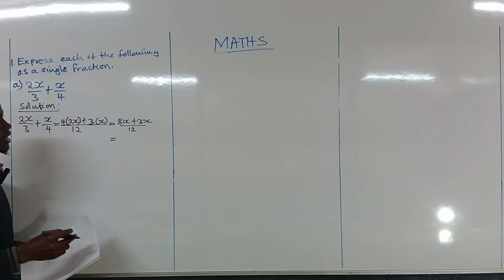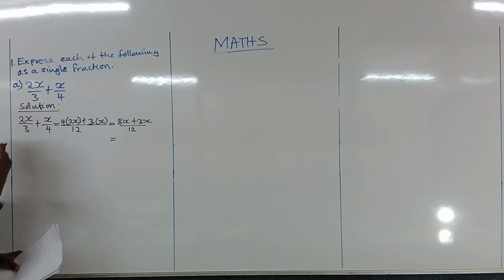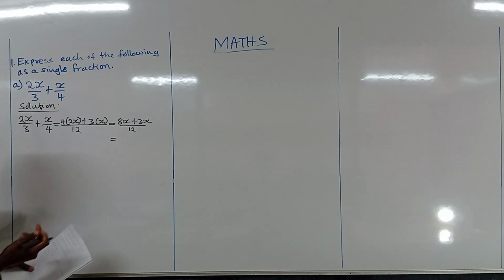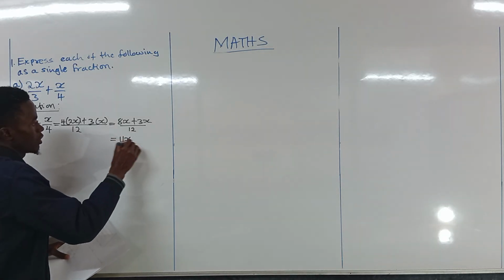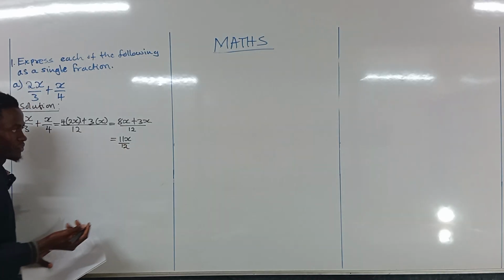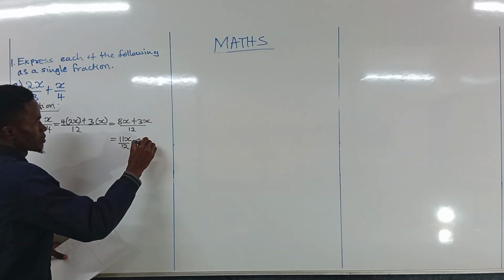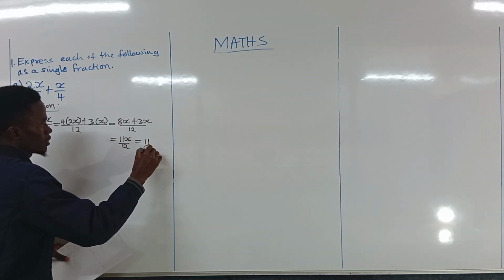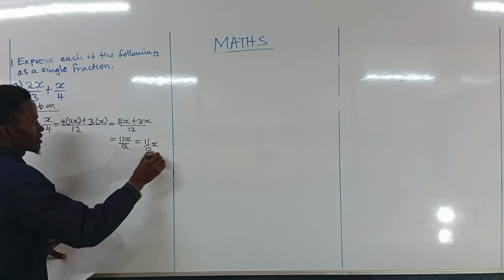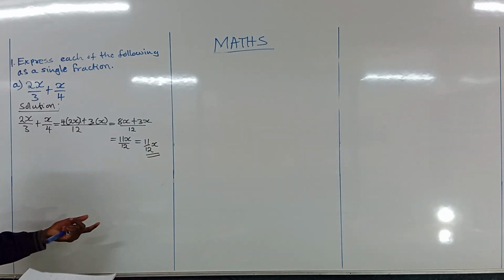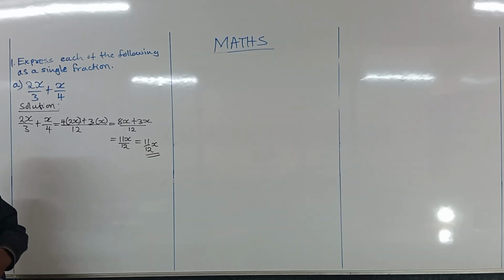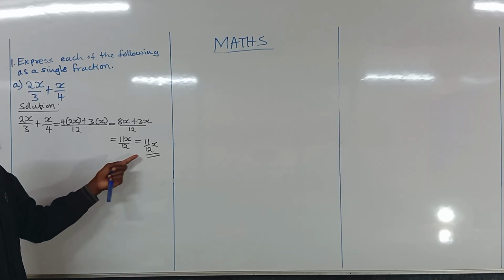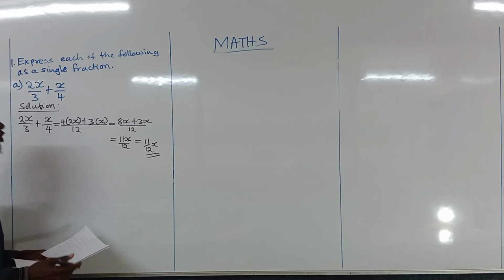So in this case, our 8x and 3x have the common letter x, and when they are alike, we can add them. So it's going to be 11x out of 12. So that number can also be expressed as 11 out of 12 times x. So this is our final answer, and we realize that we have just one single fraction, because 11 and 12 cannot be simplified any further.